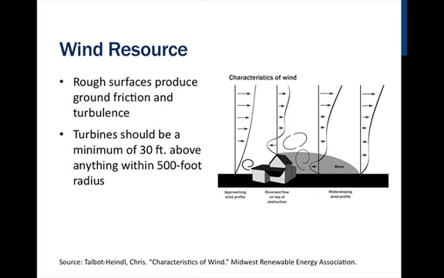As a general rule, wind turbines should be a minimum distance of 30 feet above anything within a 500-foot radius. This would include buildings, trees, and anything else that could interrupt the wind profile.